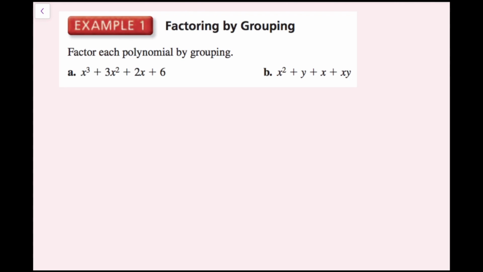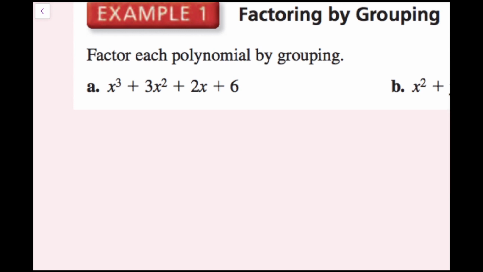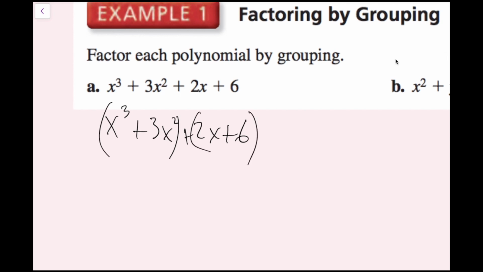For example 1, we're going to factor each polynomial by grouping. So for part A, I have x cubed plus 3x squared plus 2x plus 6. So I'm going to rewrite this. And now I'm going to make my groups. Okay, so I'm going to just group off 2 pairs. So this right here, and then this. And then all I'm going to do from these groups is factor out the greatest common factor. Well, here I have an x cubed, and here I have an x squared, so I can factor out an x squared. So I can rewrite this as x squared times, and then just x is left because x squared times x is x cubed, and then just 3 is left going to be here.